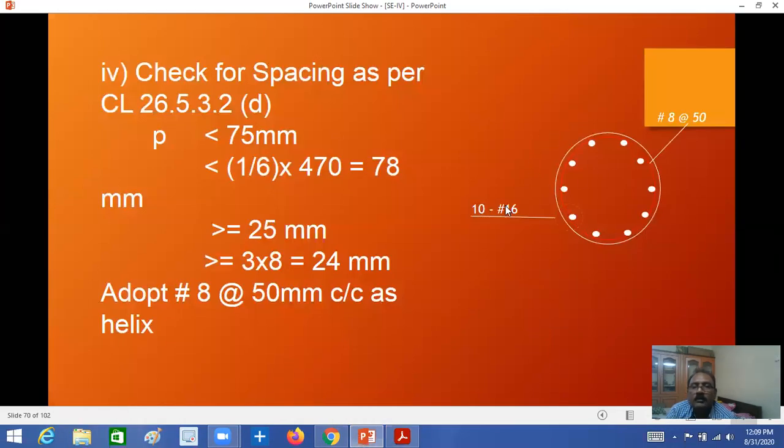So this is the diagram where we are providing 10 bars of 12 and 16 mm and 8 mm tie bars at 50 mm. I will end with this. Will complete this in the next one.